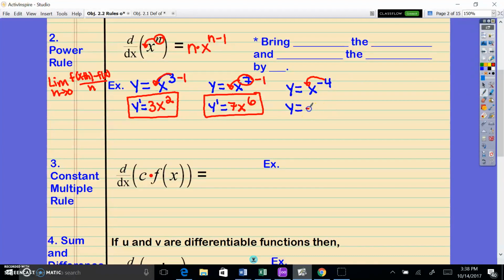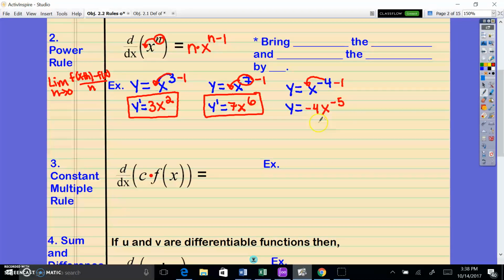Okay, and that will be negative 4 x to the, well, you have to subtract 1, and since it was already negative, here's where the rule is very easy. You just have to make sure you don't make any arithmetic mistakes. Negative 4 minus 1 is negative 5. Okay, so you got to be careful.